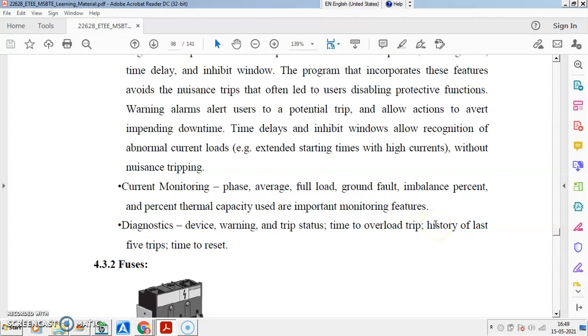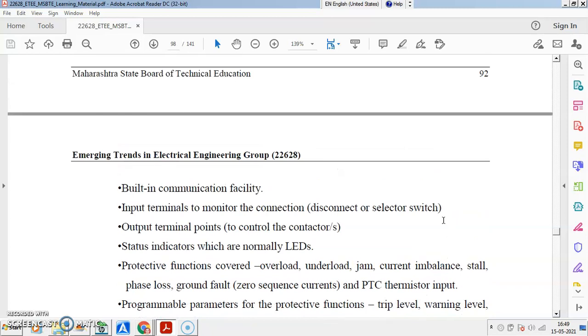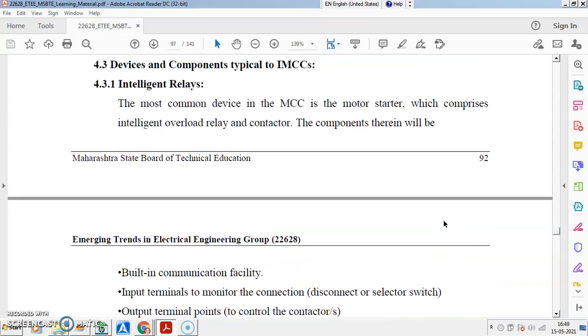Diagnostics like device warning, trip status, time to overload trip, history of the last 4-5 trips, time to reset, and all this. So if you see this, this intelligent relay has huge functions compared to the electromechanical type thermal overload relay. We know the electromechanical thermal overload relay only has a bimetallic strip, whose expansion closes the trip circuit, and the trip circuit then completes the circuit for energizing the circuit breakers to operate and isolate the circuit.